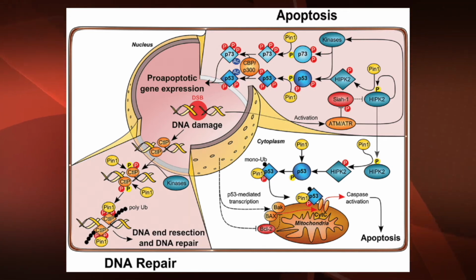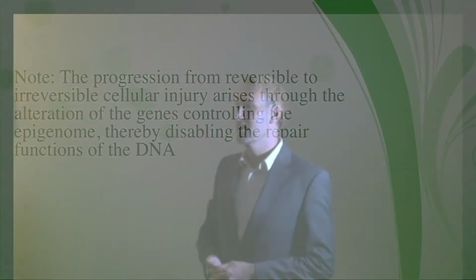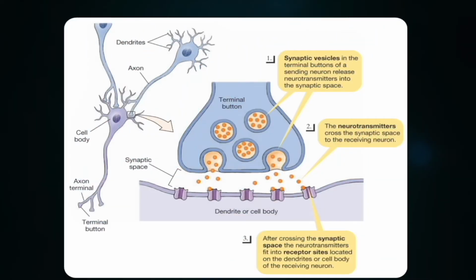Therefore, the progression from reversible to irreversible cellular injury arises through the alteration of the genes controlling the epigenome, thereby disabling the repair function of the DNA. So those are the building blocks. Those are the neurological, anatomical, functional elements that make us who we are. And if we think about the predictive power of neuroscience, specifically in the context of therapy, and even more so in medicine and psychotherapy, then going back to the basic building blocks is the essential thing to do to understand where we are in this spectrum.